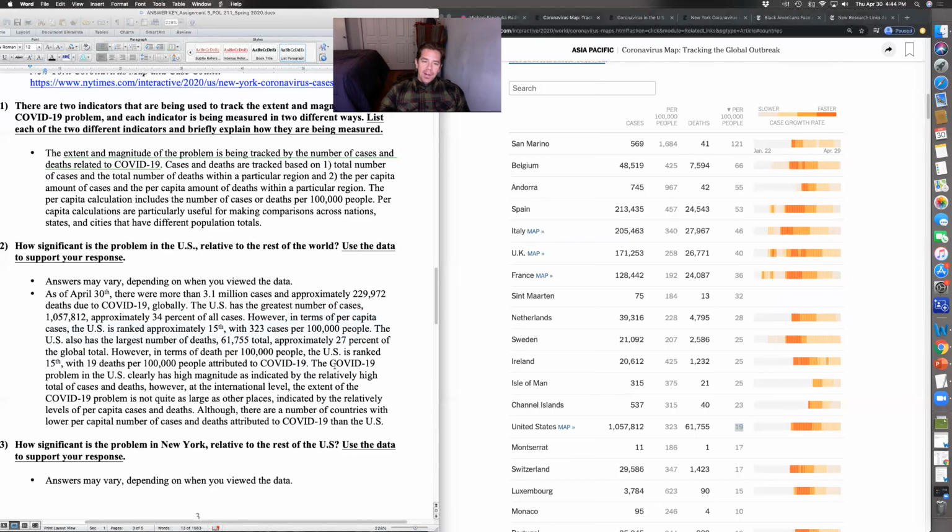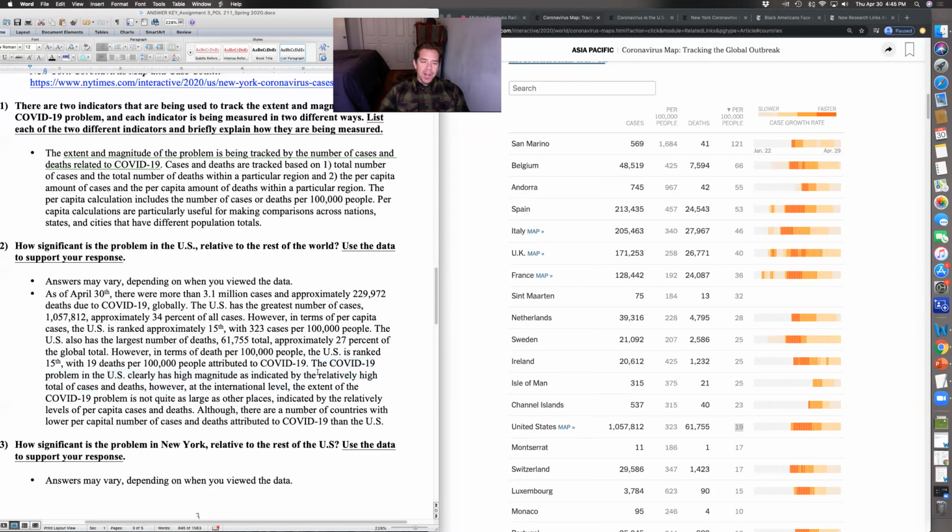And so again, what I wrote here is that in terms of deaths per 100,000 people, in terms of that per capita measurement, the US is ranked 15th, with 19 deaths per 100,000 people. And so again, this allows us to make comparisons. So what I did was I summarized that. And again, I'll look through the answers. I'm not going to be a stickler for this, but just for your information. One way to summarize this is we could say the COVID-19 problem in the US clearly has high magnitude.